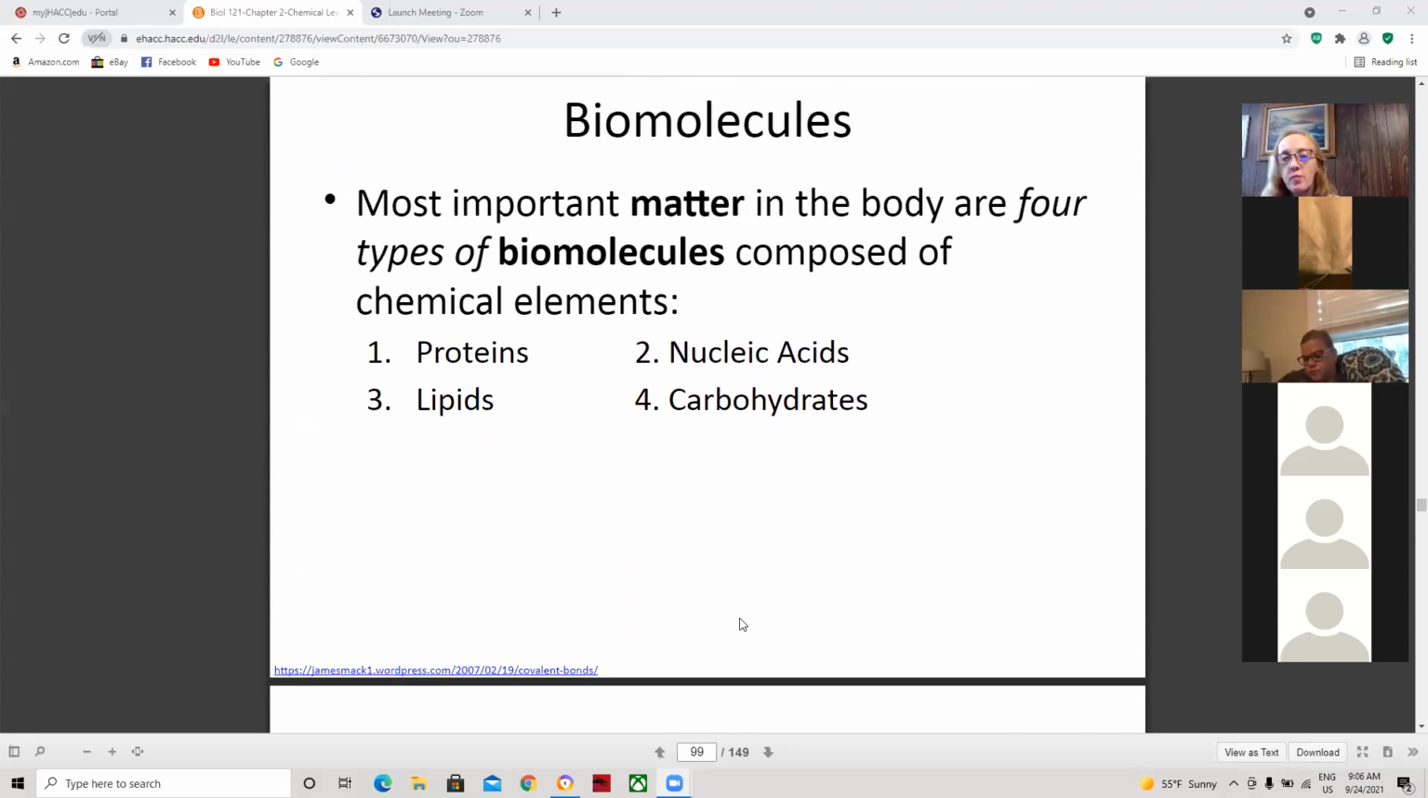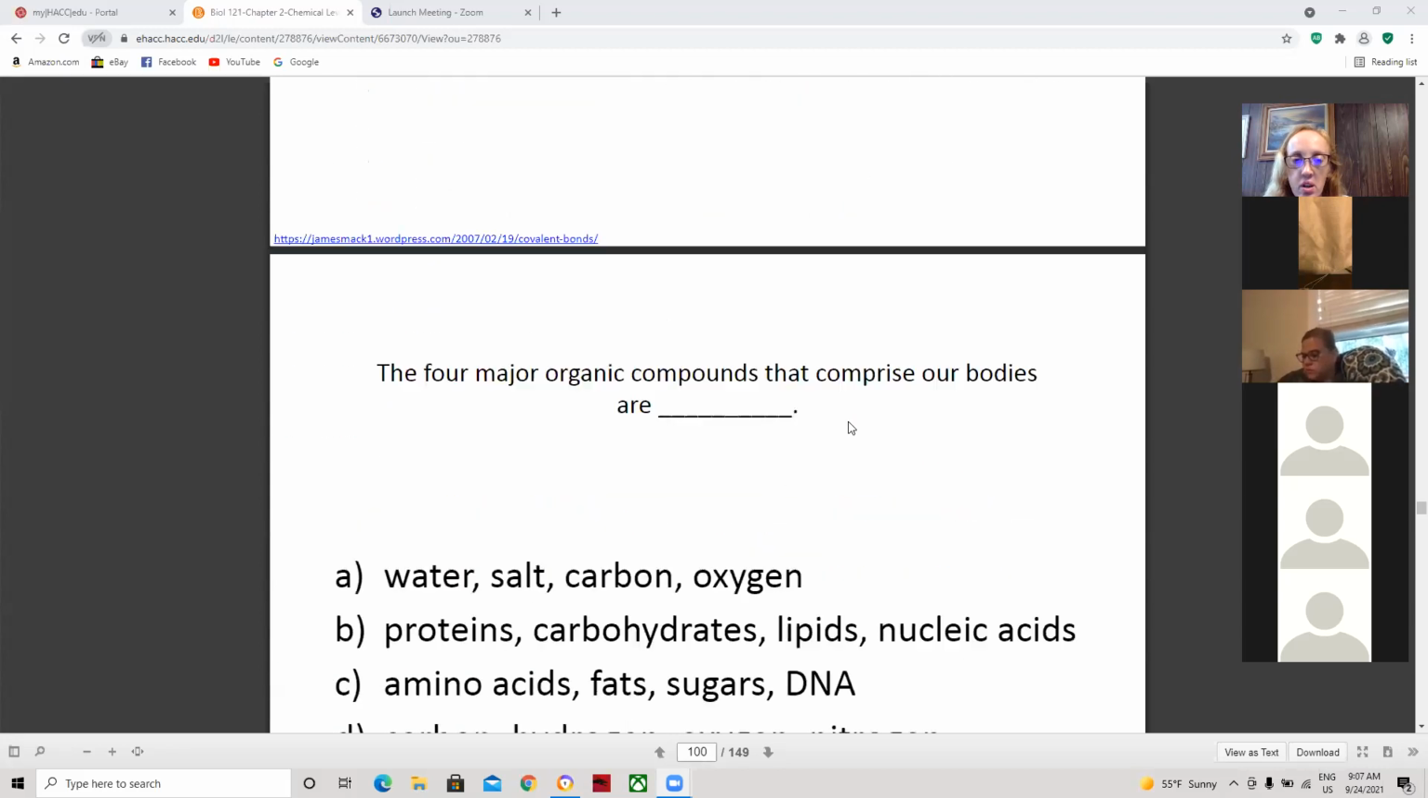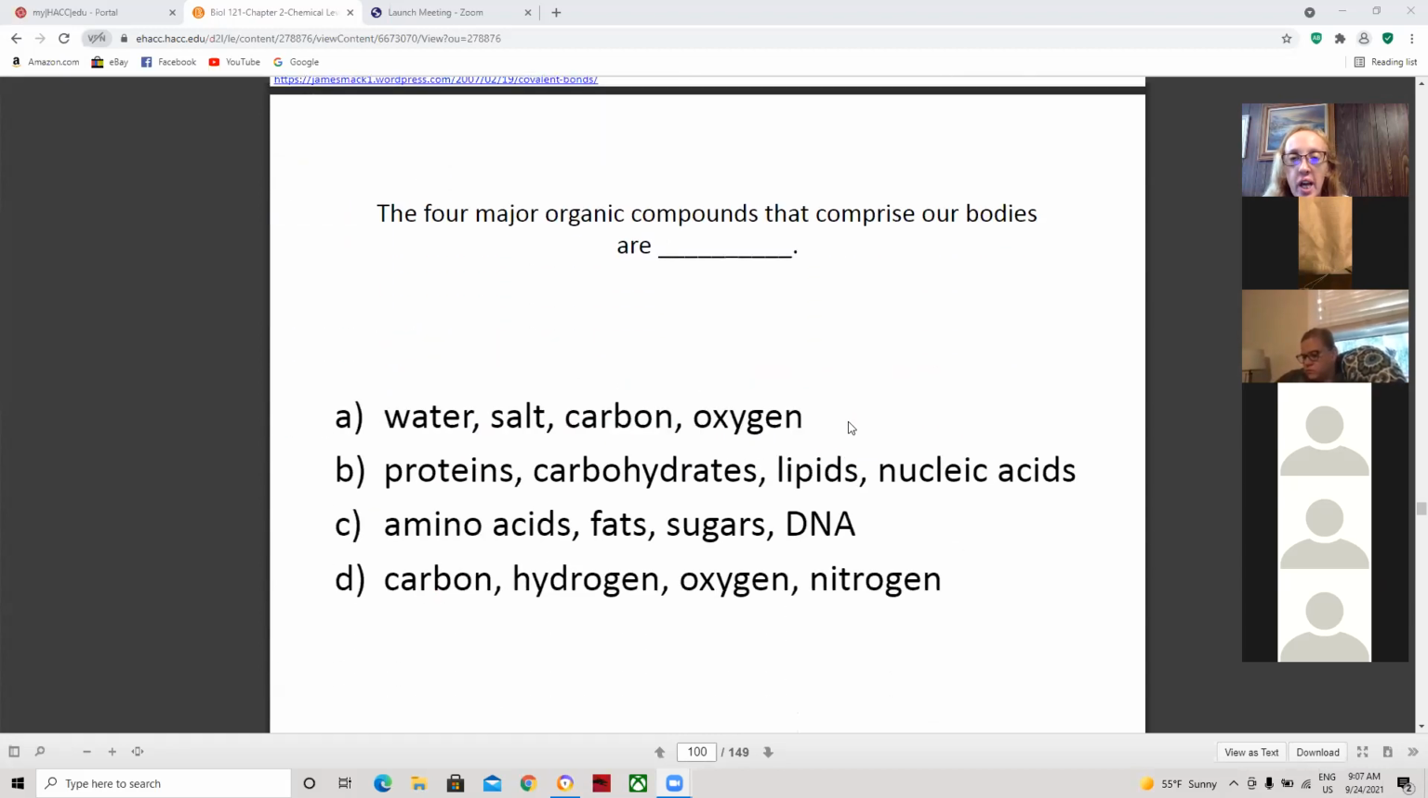The most important biomolecules in the body are the four types. There's 4 types: proteins, lipids, nucleic acids, and carbohydrates. You can also call carbohydrates sugars. So the 4 major organic compounds, also meaning biomolecules that comprise our bodies, are what?